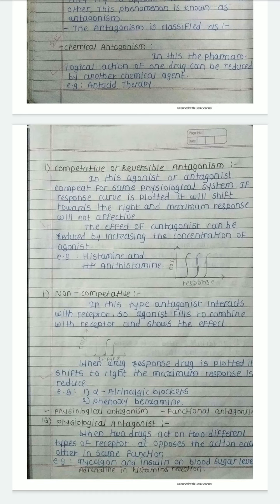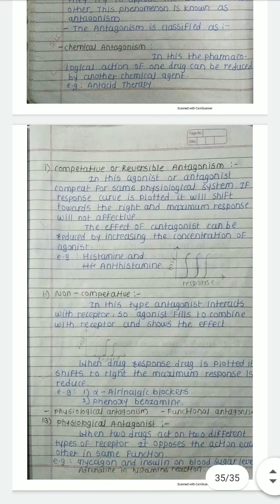Next is physiological antagonist. It means when two or more drugs act on different types of receptor, they oppose the action of each other in the same function. That is, glucagon and insulin act on blood sugar level, and adrenaline and histamine reactions. If you take glucagon and insulin, they always work on the blood sugar level, but they bind to different receptors and oppose the actions of each other.